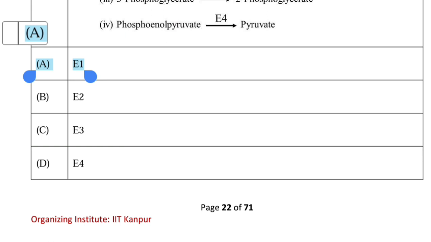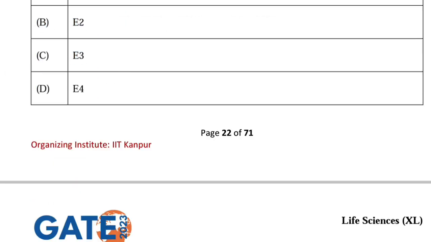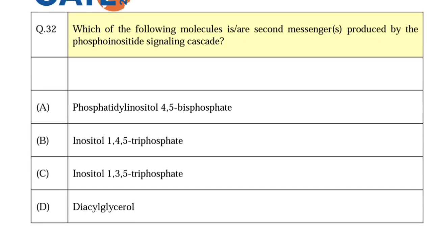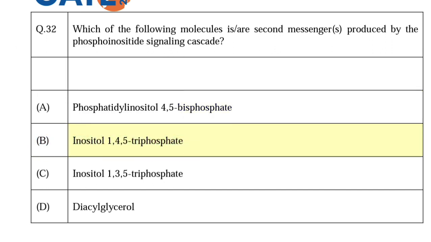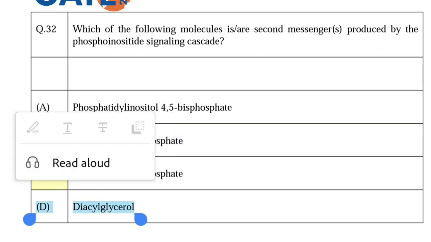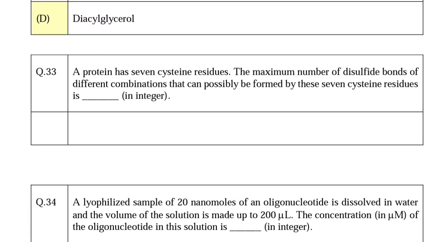Q.32. Which of the following molecules is a second messenger produced by the phosphoinositide signaling cascade? A. Phosphatidylinositol 4,5-bisphosphate. B. Inositol 1,4,5-triphosphate. C. Inositol 1,3,5-triphosphate. D. Diacylglycerol. Q.33. A protein has 7 cysteine residues.